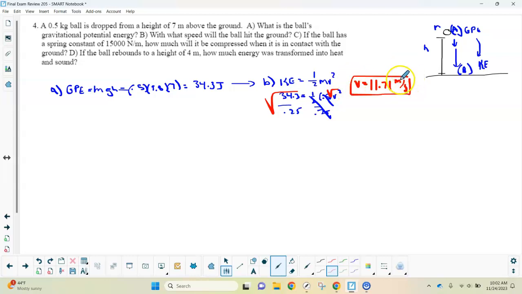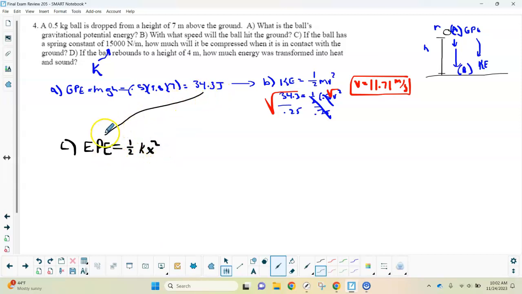Part C says if the ball has a spring constant of 1500 newtons per meter, so that's like the elastic constant, K. That's our K value. We want to know how much will it be compressed when it's in contact with the ground. So basically, we're looking to see how much the ball gets squished. That's another way you can do it. Again, it's just conservation of energy. So spring constant, things getting compressed or stretched, that's EPE, and the formula for that is 1/2 kx squared.